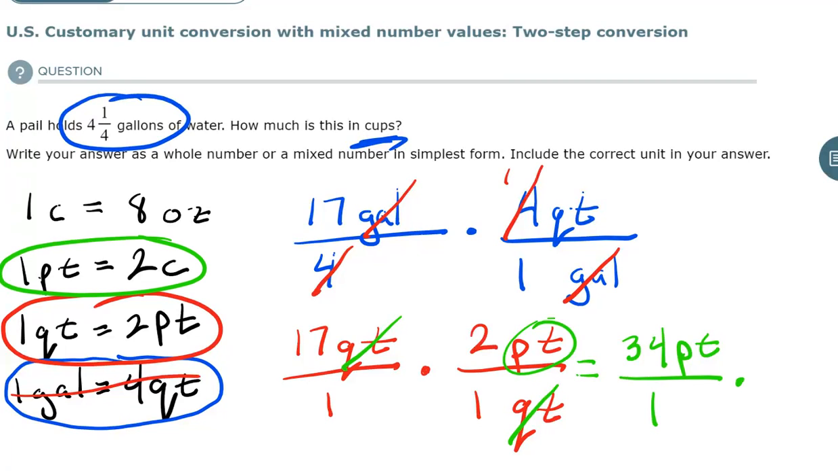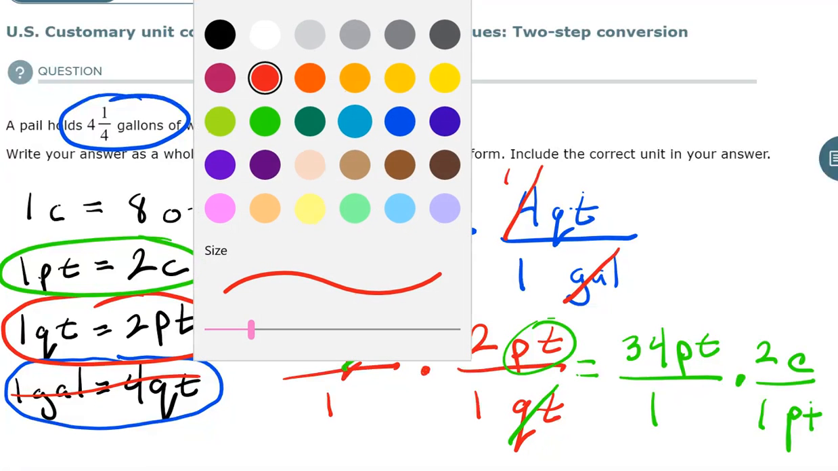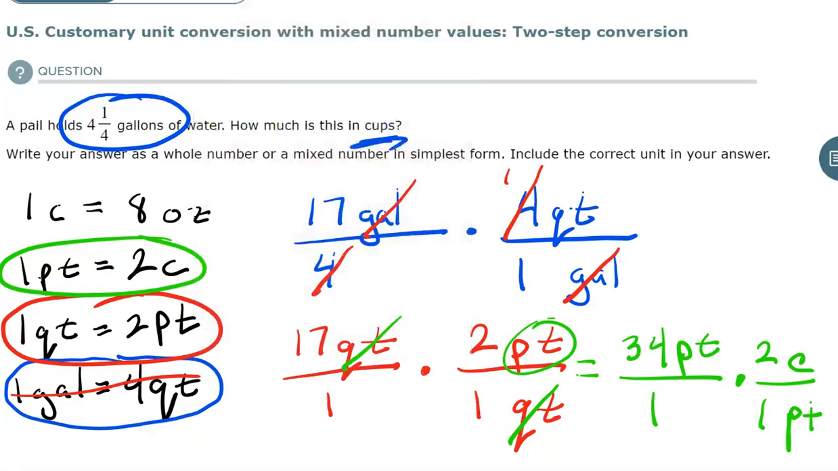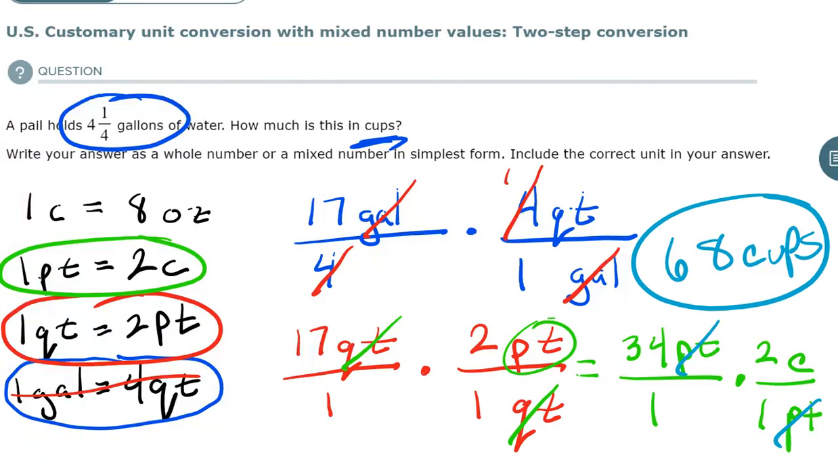I can now get rid of my pints. Pints on the bottom. And now I do have a pints to cups. 2 cups are the same as 1 pint. And I can finally switch over to cups. Pint over pint is going to go away. 34 times 2 is going to give me, 4 times 2 is 8, 68 cups. Okay, so this is not any different than what we've been doing. You can see this is called a 2-step conversion, so it could take a little bit longer.